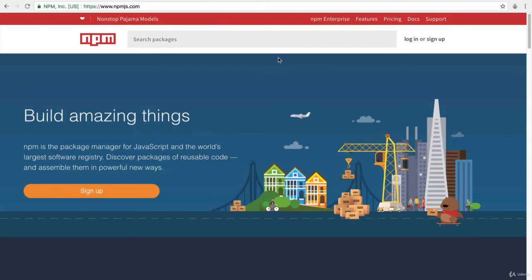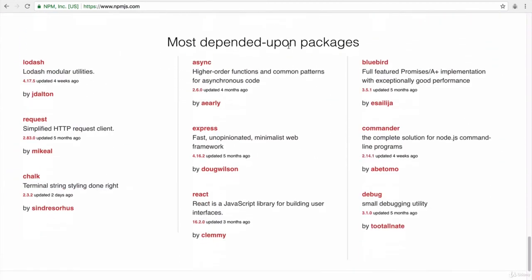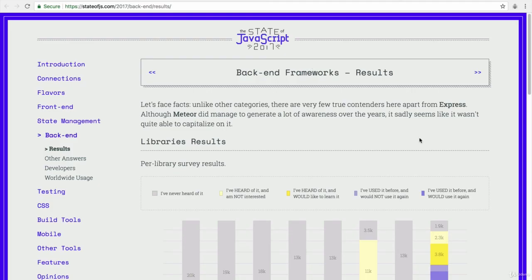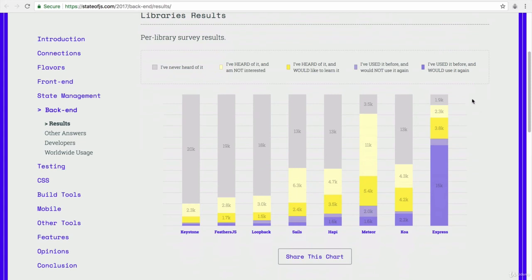In fact, if you go onto npm.com and you scroll down, you'll see that the most depended upon packages include Express. And if you have a look at the State of JavaScript, which is this annual survey for JavaScript programmers, you can see that when they surveyed these people on the backend frameworks, people really depend on Express. And if you have a look at this graph, you can see that "I've used it before and I would use it again" is massive for Express, whereas it can't really be said for the other sort of frameworks that help you to do the same thing. So it's a really, really big deal in the Node web development community.